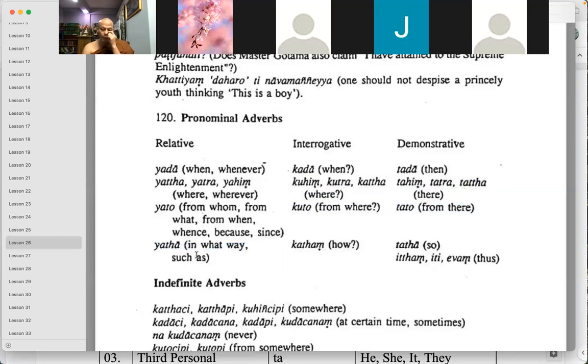Here tha is an adverb of manner. Yatha means in what way or such as. The same way ka and tha, katham, how. And the demonstrative ta and tha, tatha, so. And ima and tha, itham, in this way. So these are pronominal adverbs for the time, for the location, and for the manner.